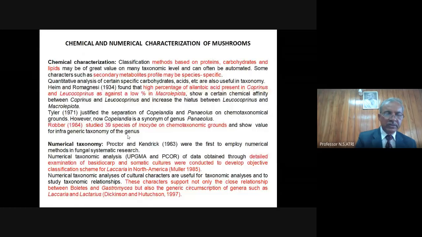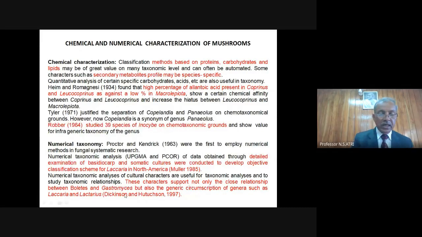We don't have much information. Similarly, with numerical taxonomy, numerical taxonomic analysis of data obtained through detailed examination of basidiocarp and somatic structures was conducted to develop an objective classification scheme for Lecaria in North America by Muller. Numerical taxonomic analysis of cultural characters is useful for taxonomic analysis and to study taxonomic relationships. These characters support not only the close relationship between bolids and gastrocnemides, but also the generic circumscription of genera such as Lecaria and Lecterius, but not much information is available. So these are open areas for investigation.